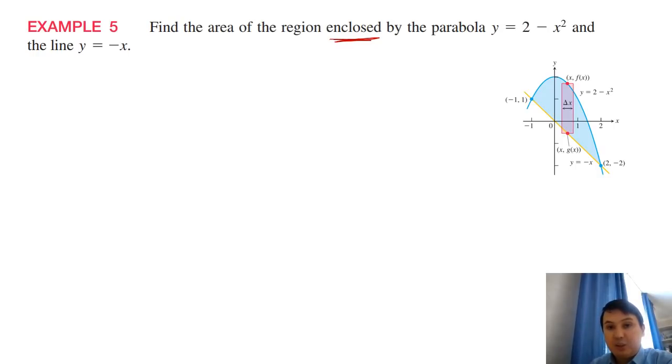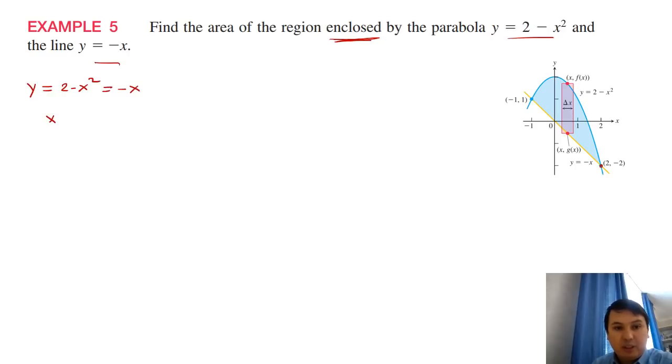Well, it says enclosed, which means I need to find the intersection. So these two curves are going to intersect. I mean, we can see it from the picture here, one point, and here another point, right? So we need to find these points, and then we can get started with the integration. How do we find the coordinates where two functions intersect? Well, we have to equate the curves, right? So we say y is equal to 2 minus x squared, but y is also equal to minus x, right?